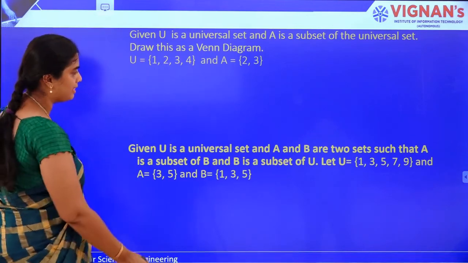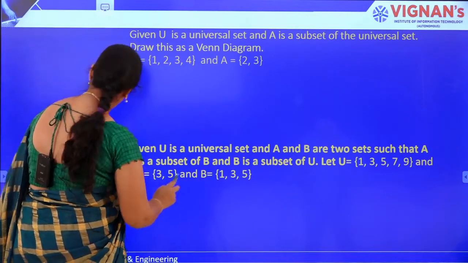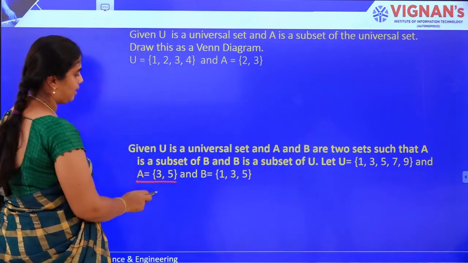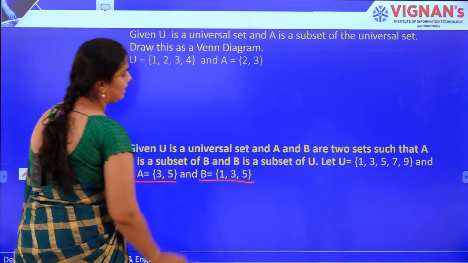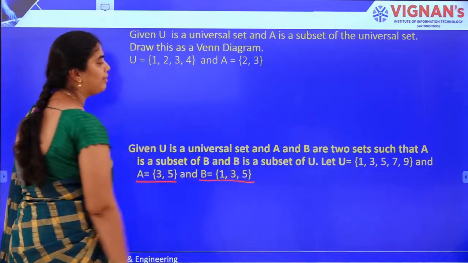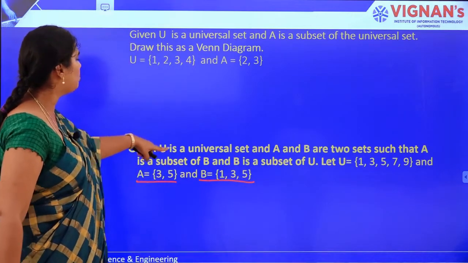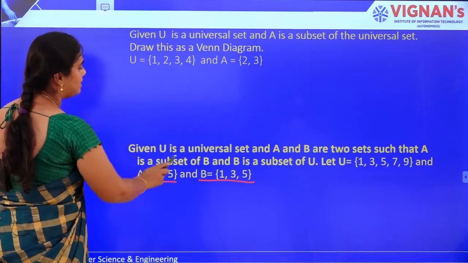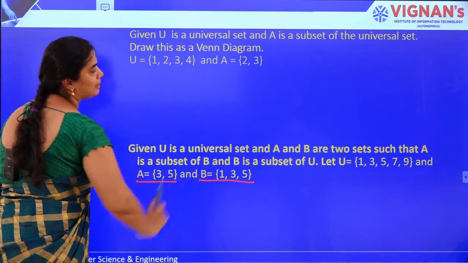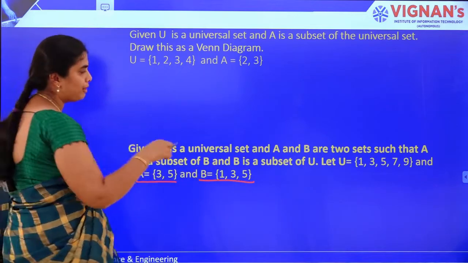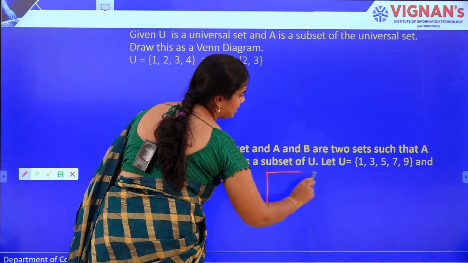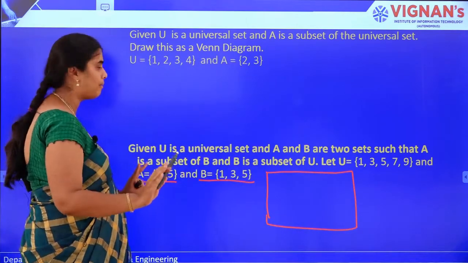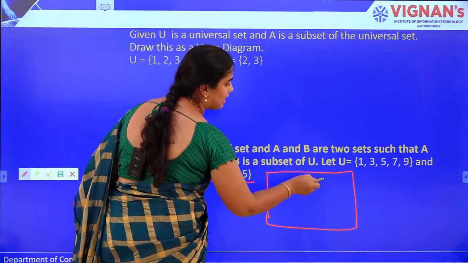This is the second representation. Over here you are given two sets. One is set A containing elements 3, 5 and set B containing elements 1, 3, 5, and you are given a condition stating U is a universal set and A and B are two sets such that A is a subset of B and B is a subset of U. We will start from the universal set. This is the universal set which is given to us.